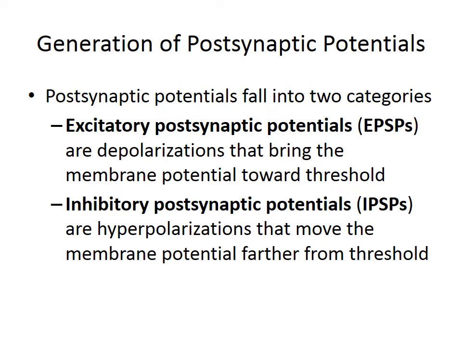And just by listening to the two words, you can immediately understand why that's necessary. Because of a feedback loop, you either need to go with it or you need to shut it down. So if it's an EPSP, which is an excitatory postsynaptic potential, these are depolarizations that bring the membrane potential towards the threshold. But if it's an inhibitory postsynaptic potential, or an IPSP, these are hyperpolarizations that move the membrane potential farther away from threshold. So the signal is not going to go any further.